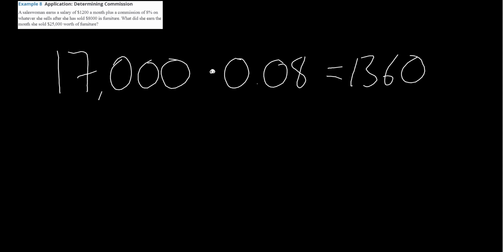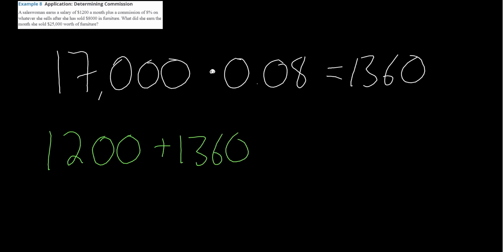For the entire month, she earns a base pay of $1,200 if she sells under $8,000 of furniture. Everything over $8,000 she gets commission on. In this particular month, she got $1,360 of commission. So she ended up with $2,560 for the month.